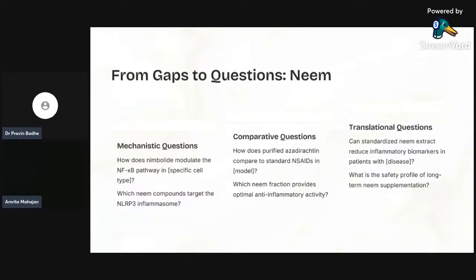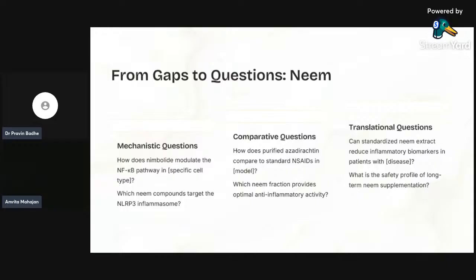First is mechanistic questions, like how does nimbolide modulate the NF-kB pathway in a specific cell type? Which neem compounds target this particular protein? Because here they have only given a specific cell type, they have not discovered any other pathways that might be influential in that particular research.